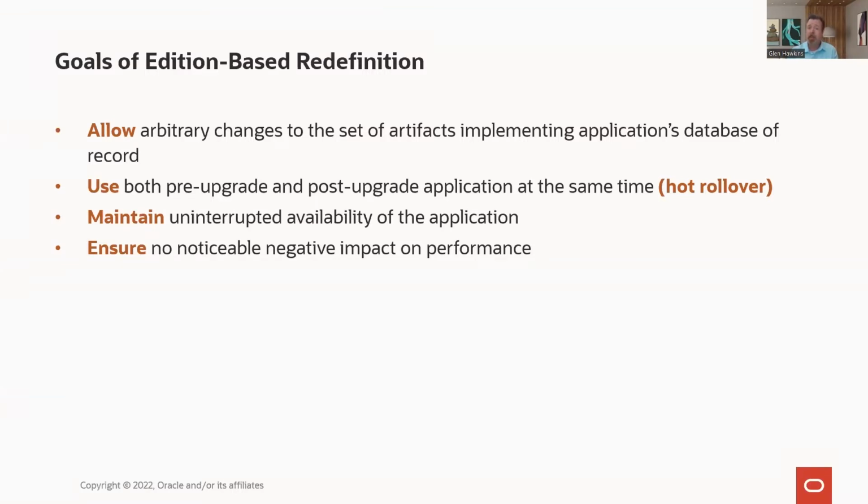There are a bunch of different artifacts under the covers that run inside the database, whether those be tables or stored procedures. To achieve that zero downtime, you need to be able to use both the pre-upgrade version of the application simultaneously with the post-upgrade. It's the only way to do it. So you have to have a hot rollover to achieve that.